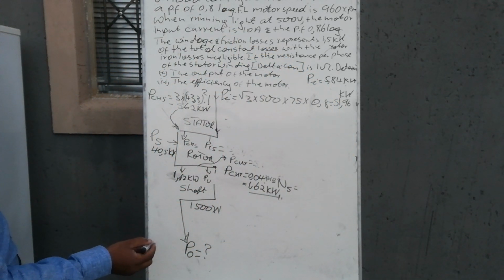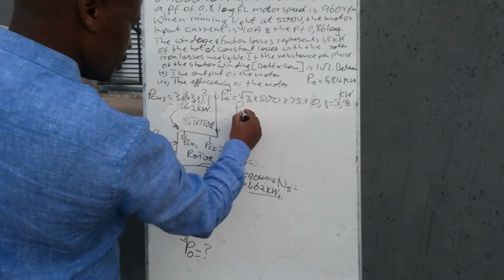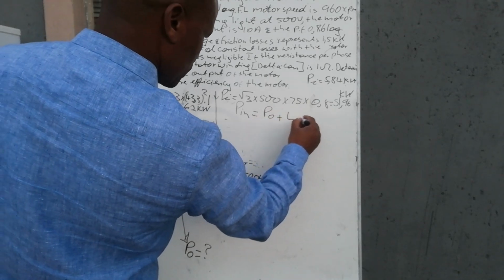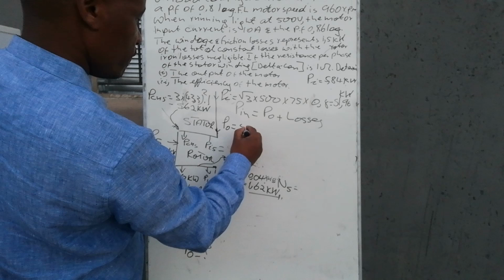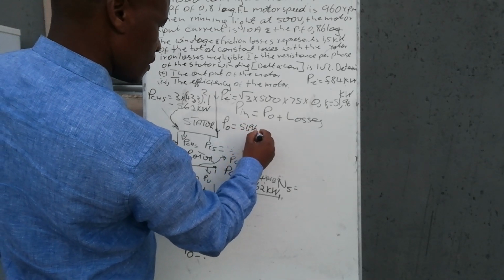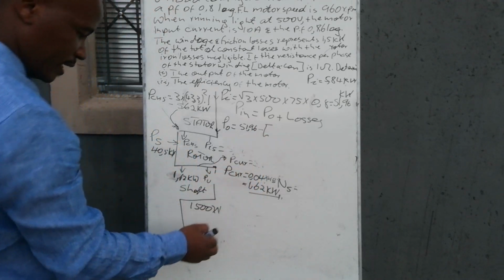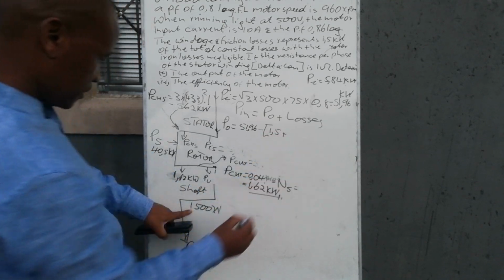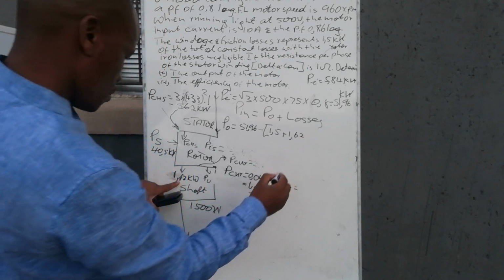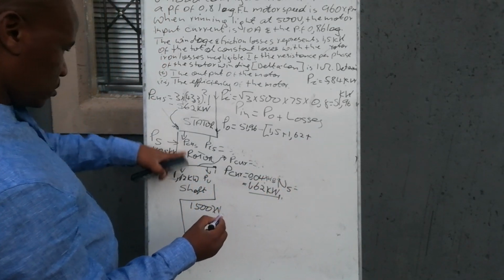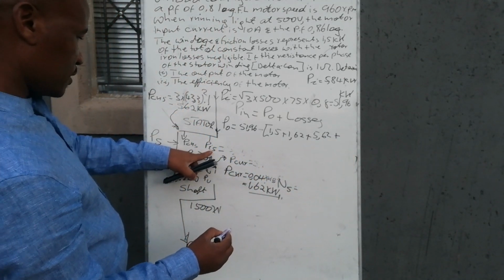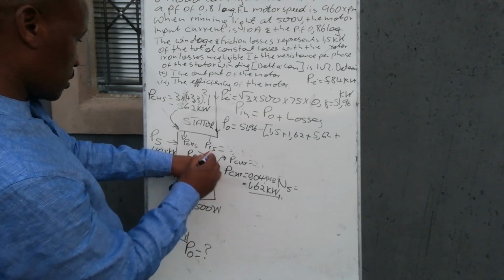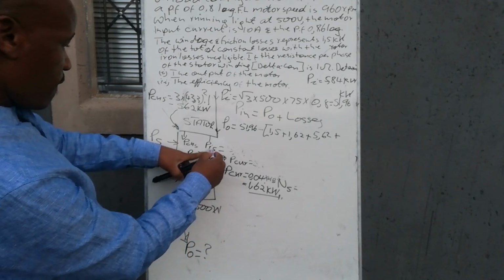Right. Now we have to calculate the output because we've got the input. The input is equal to the output plus losses. So what is the output? The output is equal to 51.96 minus, open the brackets, let's sum them all. This is 1.5 plus 1.62 plus the stator iron losses, 5.62, plus the stator iron loss is equal to 5.84.